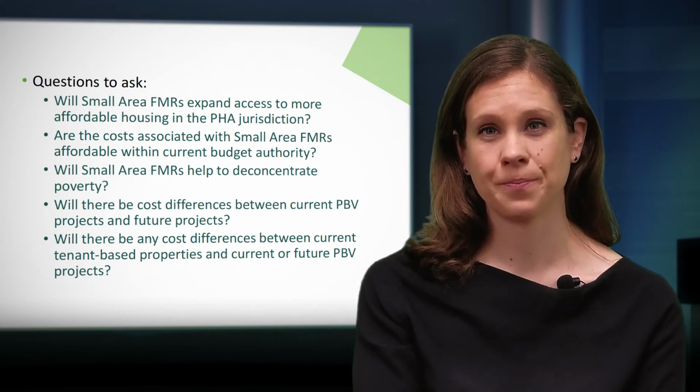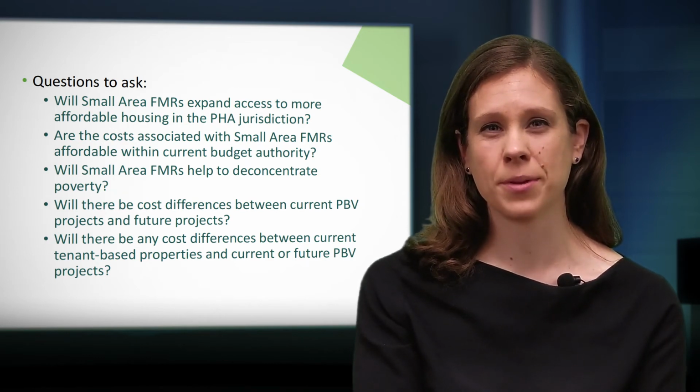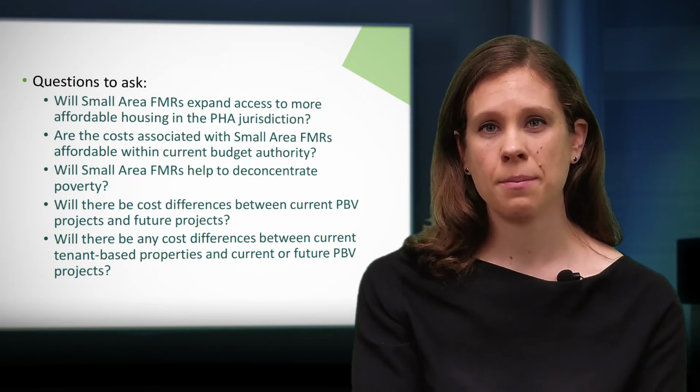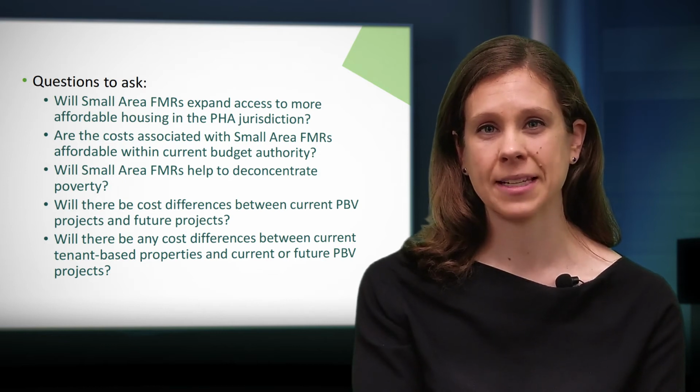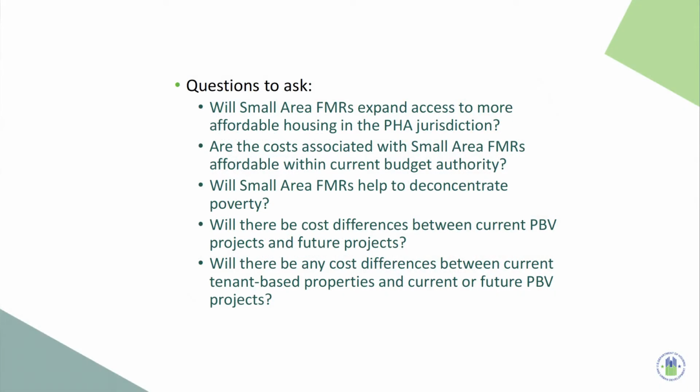this variation. The application of small area FMRs to the PBV program may create a significant discrepancy within individual zip codes between the rents of existing PBV-assisted projects and newly developed projects under a small area FMR policy. In this case, PHAs will want to consider the effect of applying small area FMRs to their PBV program on neighborhoods and applicants and participants before making a decision.